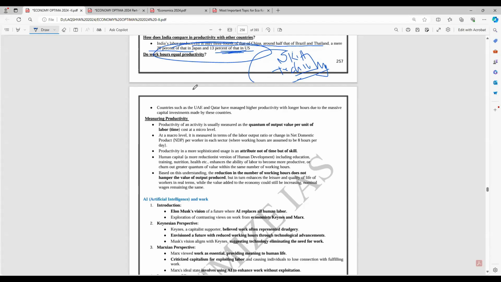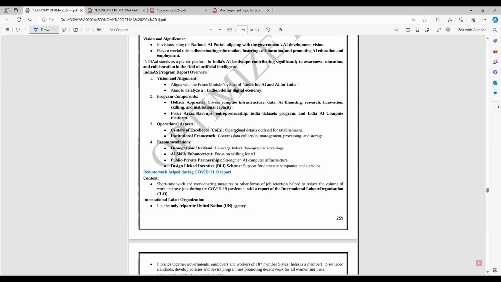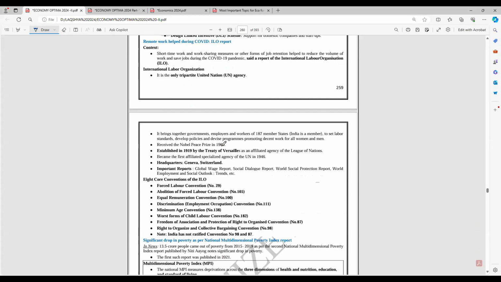See, many aspirants complain. They say, sir, I study for 10 hours every day, but still I fail in exam. It's about what? Not only hours, productivity. Are you productive enough? Very, very important. So concept AI, artificial intelligence, job loss, all these things important. India AI, which is an Indian AI platform.